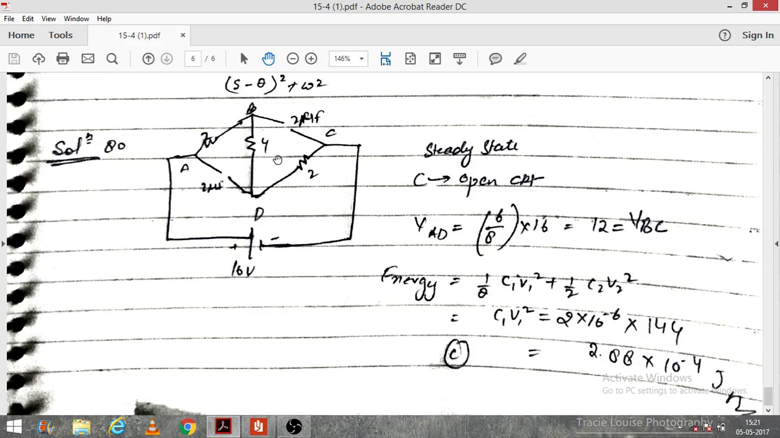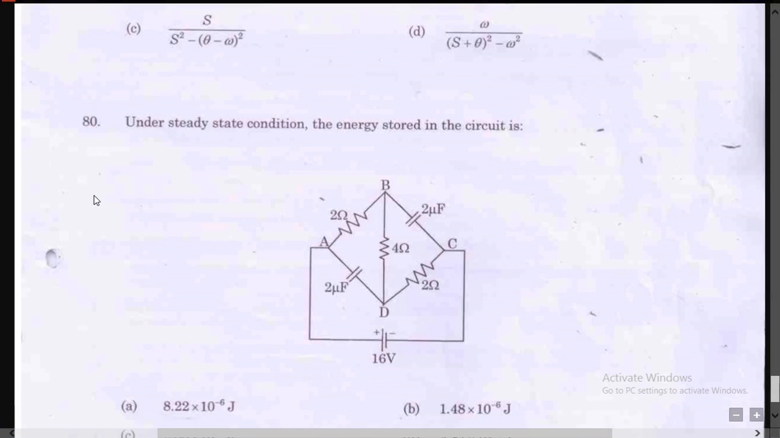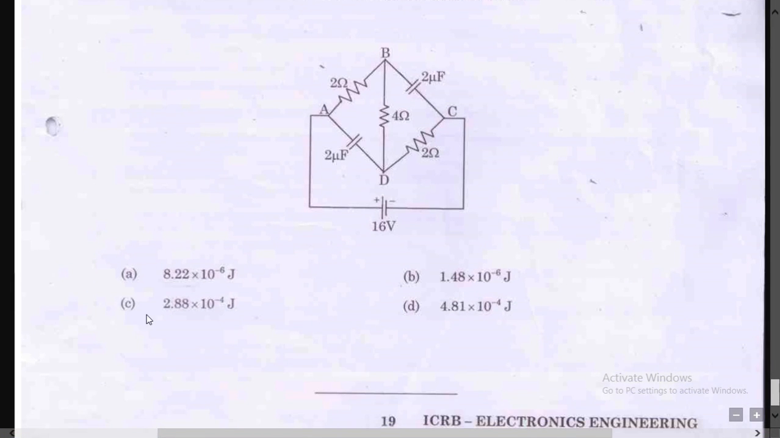We know that energy is equal to half C V square, that is the energy stored in the capacitor. The capacitance of both capacitors is 2 microfarad, and the voltage is also the same, 12 volt. By putting these values in the equation, we easily get 2.88 into 10 raised to the power minus 4. This matches option number C, which is the best available here.